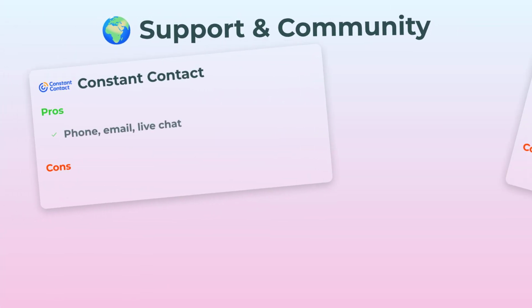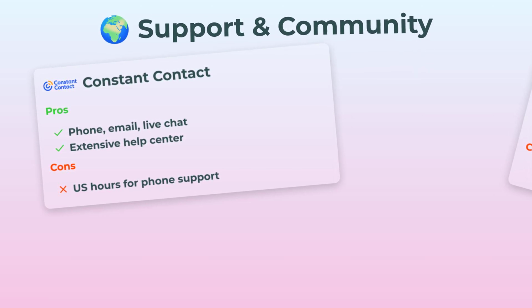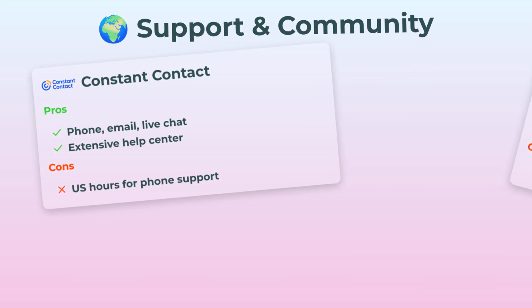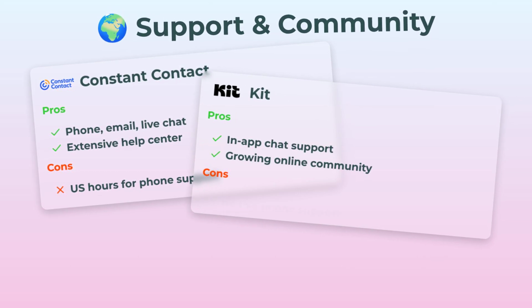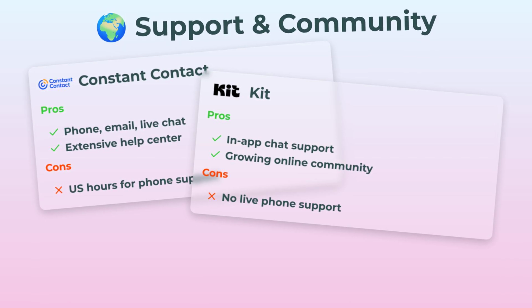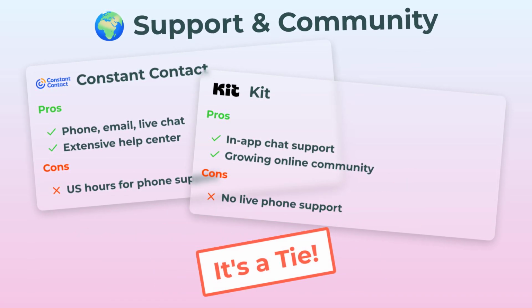Last up, support and community. Constant Contact comes in swinging with live chat, email, phone, a real human on the line, and a deep help center. Well, unless you're calling at midnight, since phone support sticks to US hours. Kit sticks with in-app chat and a growing online community, which is great for fast answers, but you won't find a phone number. In the end, both do a nice job depending on your style, so I'd say this round is a tie.